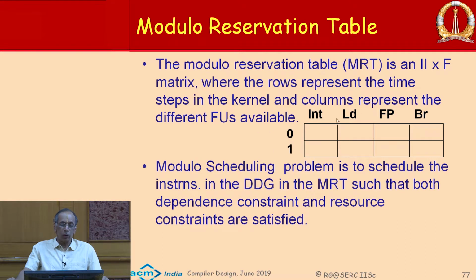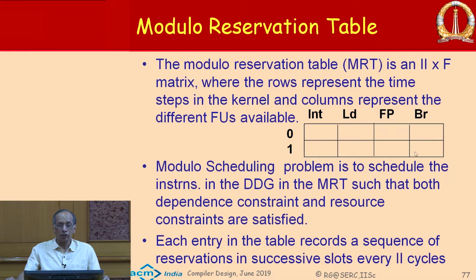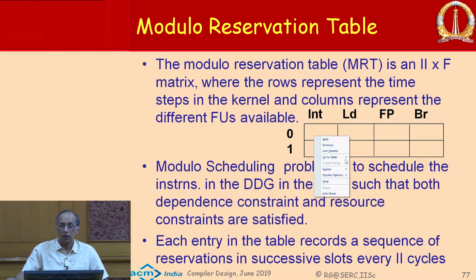So, when you do the modulo scheduling or software pipelining, you have to ensure that it satisfies the resource constraints, and it also satisfies the dependence constraints, both of which we have to make sure it does. The resource constraint is ensured by using the modulo reservation table. Let us see how that works. Each entry in the table records a sequence of reservations. We will take the example and write it down, that might be easier.